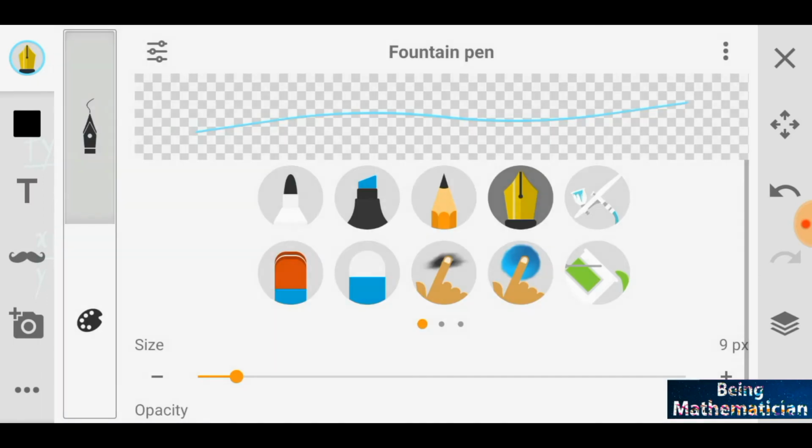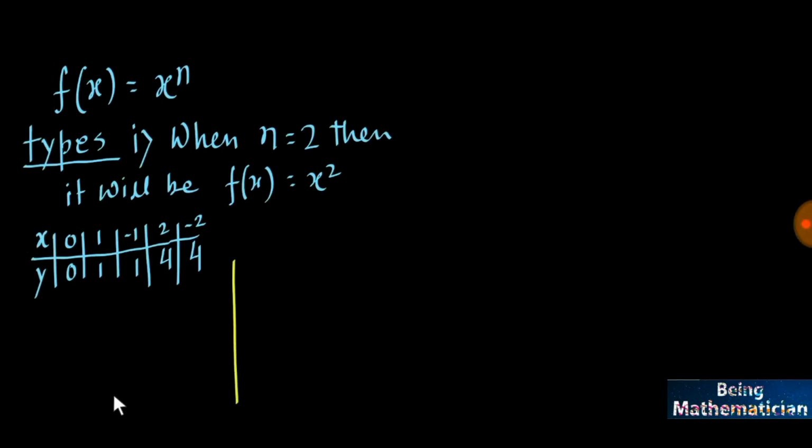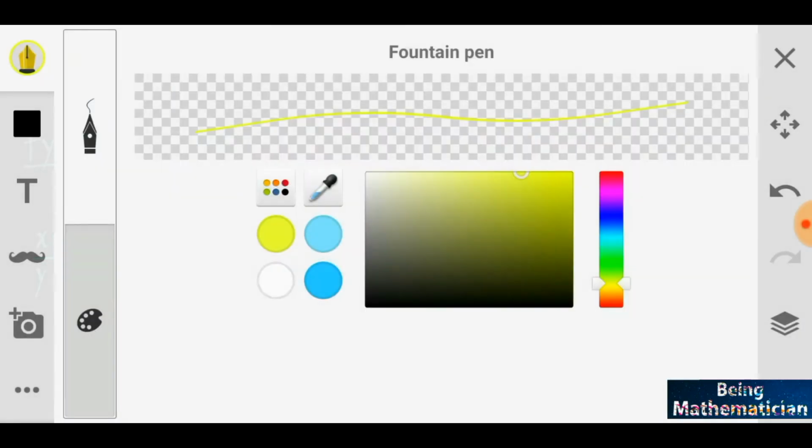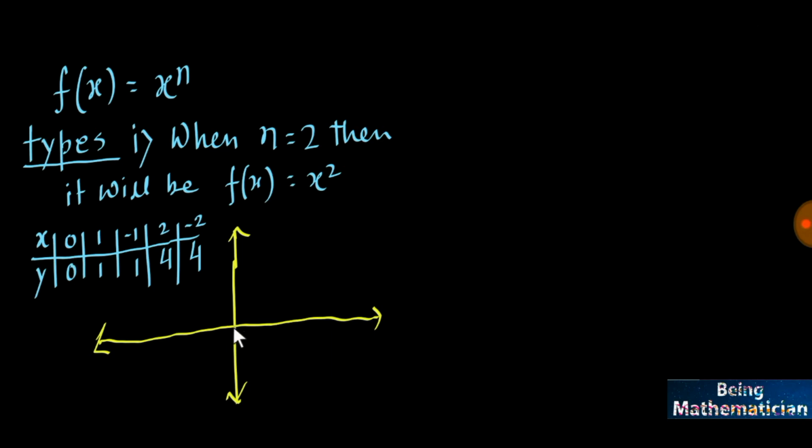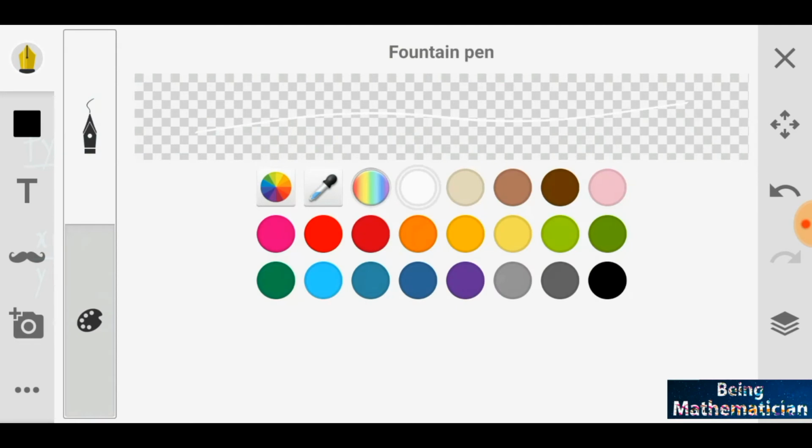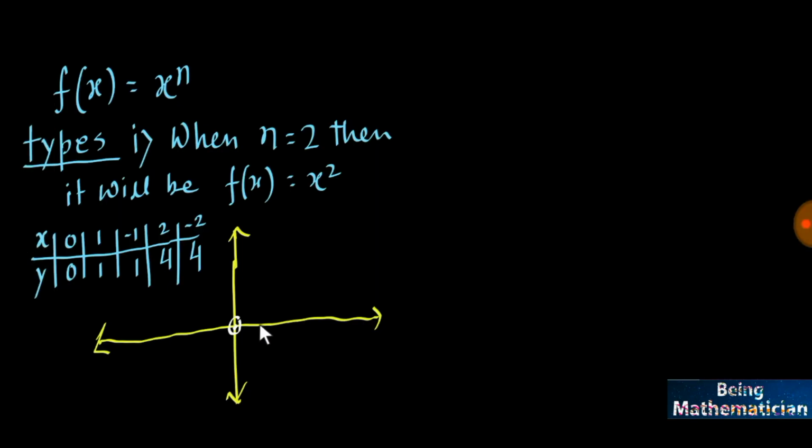Now let's see the graph of this function, assuming that this is our axis. Now let's plot the point 0, 0, that will be this point, and 1, 1, that is, this is 1 and this is 1, so this will be 1, 1. Now minus 1, 1 is here. Then 2, 4, that is 2, and let us assume that this is 4, this is 2, 4, and here it is also minus 2, 4. Now let's draw the curve.